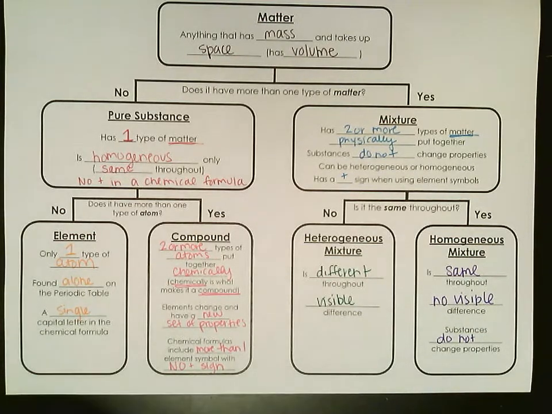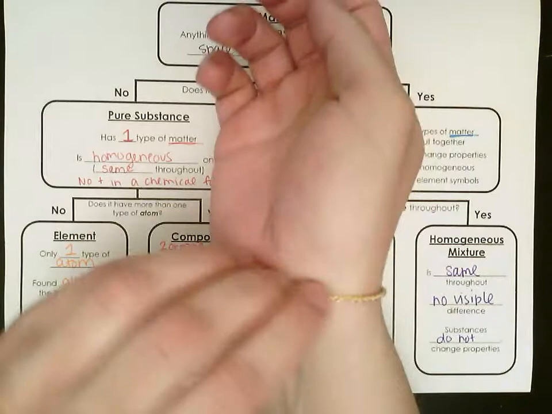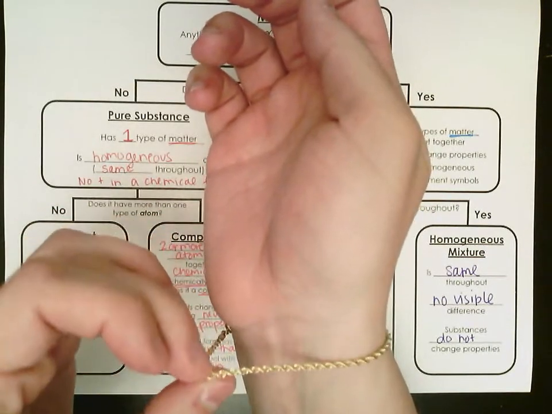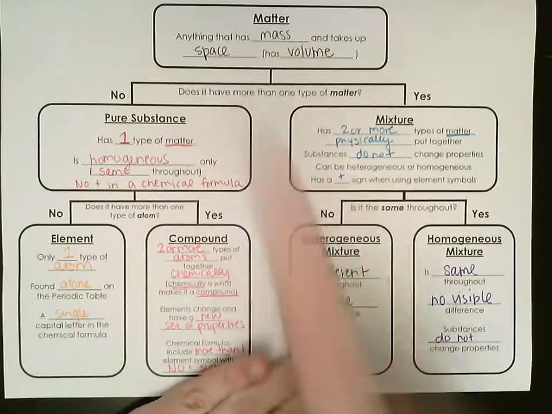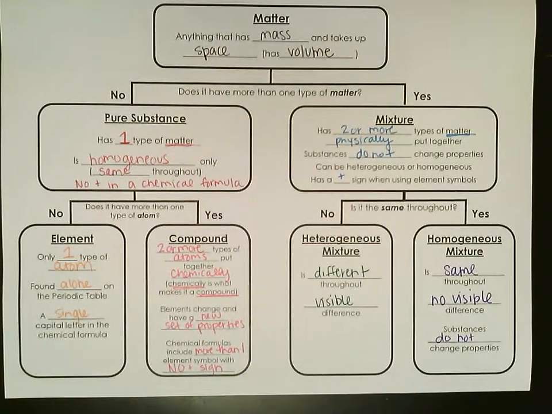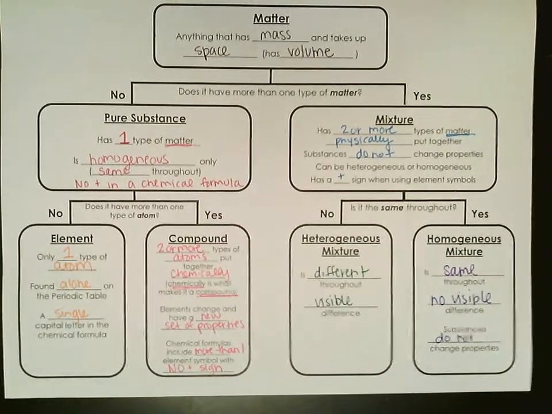Let's check out my bracelet. Okay? So this is a pure gold bracelet. And let's talk about how to classify it. So we know it's matter. It has mass. It takes up space. So then I need to look at the question that I've written here. Does it have more than one type of matter? So my focus here is going to be on that word matter.